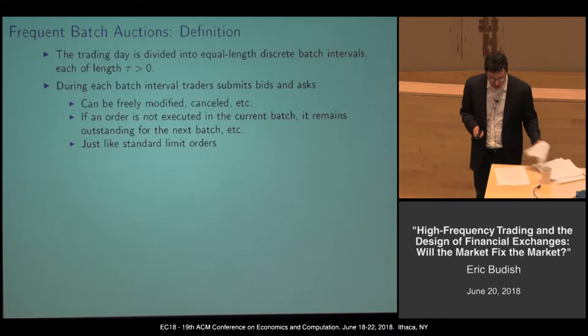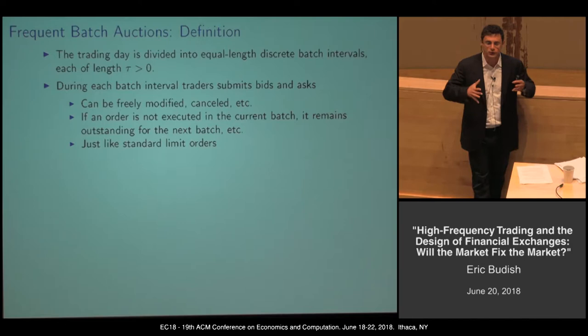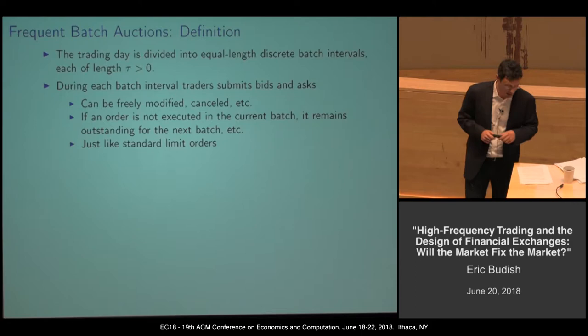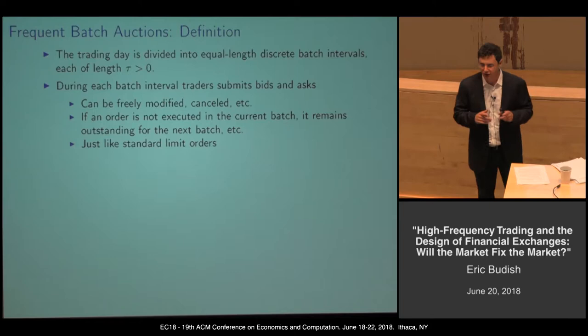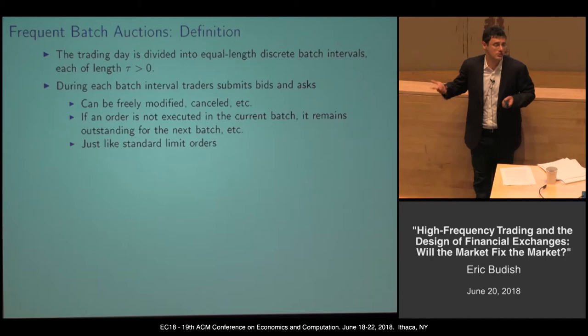A little bit more precisely, here's the proposed market. There's a batch interval called tau. For the purpose of this talk, let's think of tau as a millisecond. There's arguments for making it meaningfully longer, a few orders of magnitude longer, like a tenth of a second or a second. I'll get to that in a little bit. But to explain the market design, think of it as an amount of time that's long for a computer, but otherwise pretty damn fast. During the batch interval, traders submit bids and asks, so limit orders, just like in current practice.